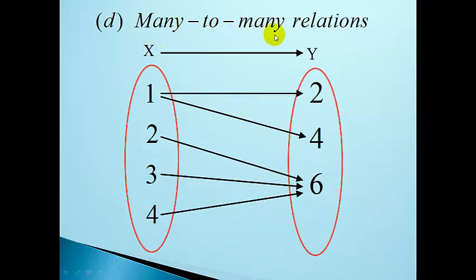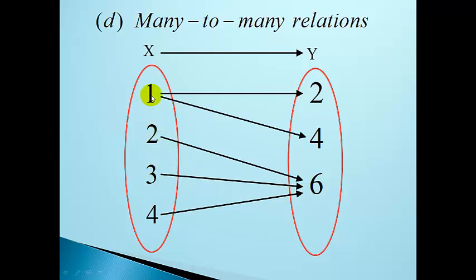Now we have a many-to-many relation. Now with a many-to-many relation, when we consider the relation between X and Y as shown, we can see that 1 is related to 2 and 4 in Y, and that is one-to-many relation. We can also see that 2, 3, and 4 are all related to 6 in Y, and that is many-to-one because you have many elements in X relating to one element in Y. So we say we have many-to-one.